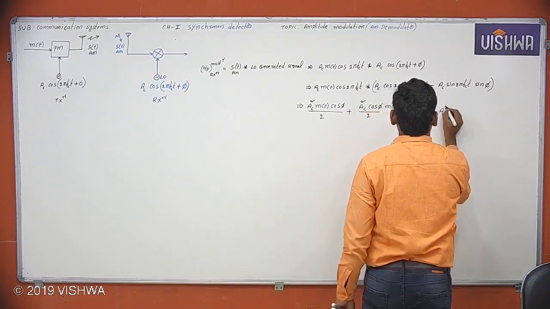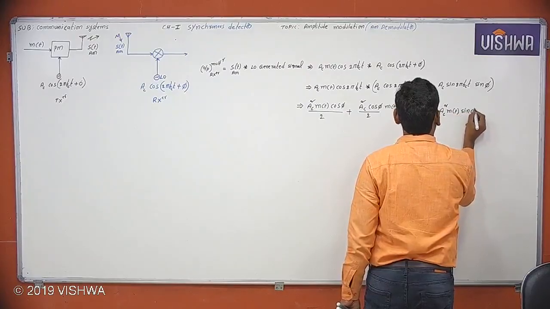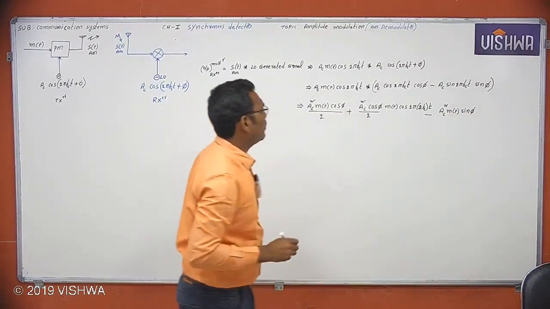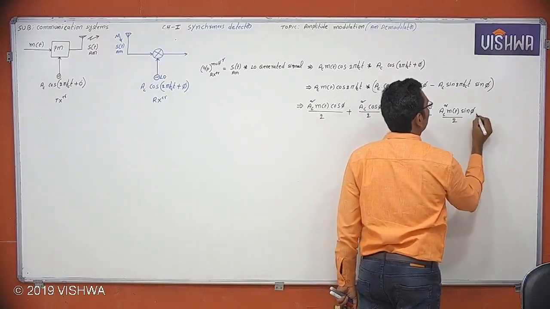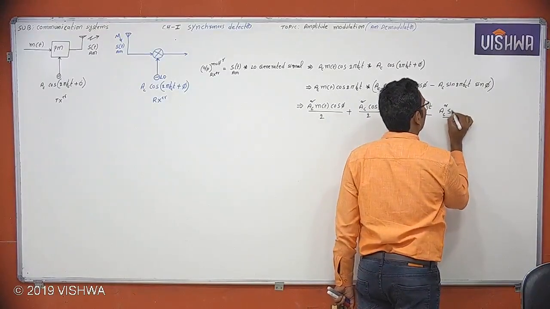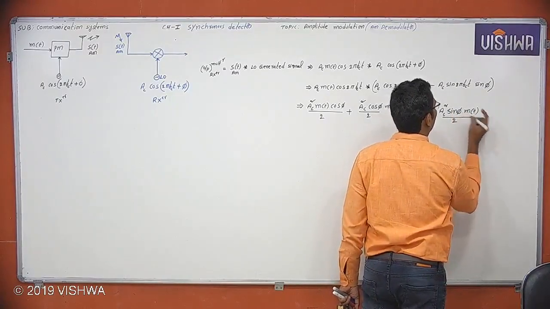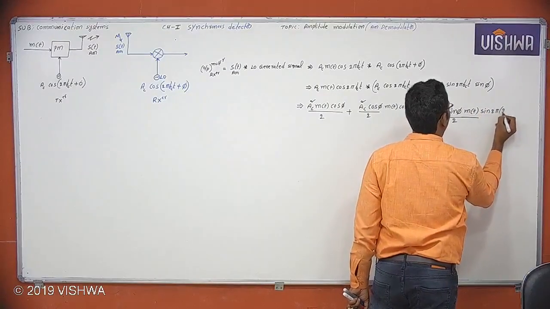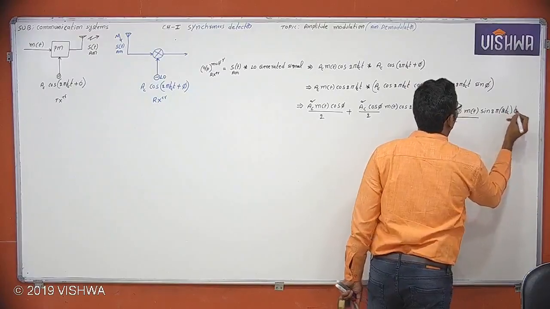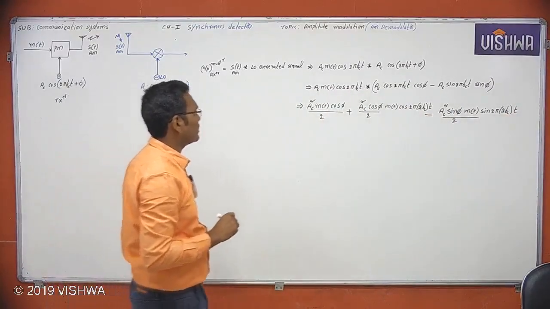Now this is AC square m of t sin phi. Now this is cos theta sin theta. If you multiply it with 2, sin phi into m of t sin 2 theta, 2 sin theta cos theta is sin 2 theta, sin 2 phi into 2 fc. This is the output of the multiplier at the receiver side, right?